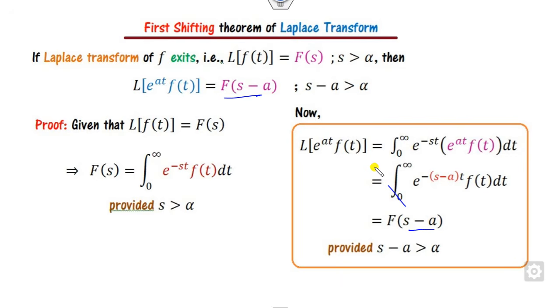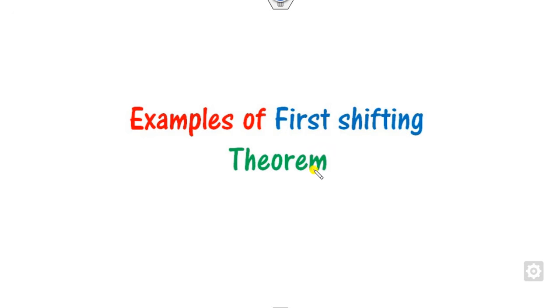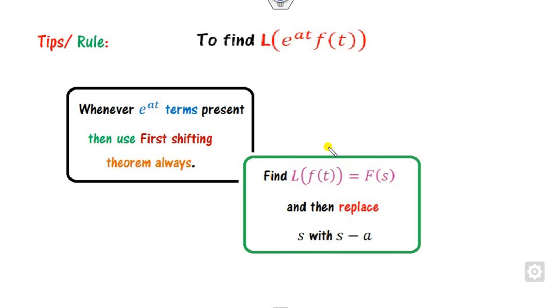Now what is the significance of this? How can you solve them? We will see 10 examples in this video so that you can easily get the concept behind that. Firstly I will tell you the tip or the rule. If you have to find the Laplace transformation of anything in which e raised to power something is present, then always use the first shifting theorem.